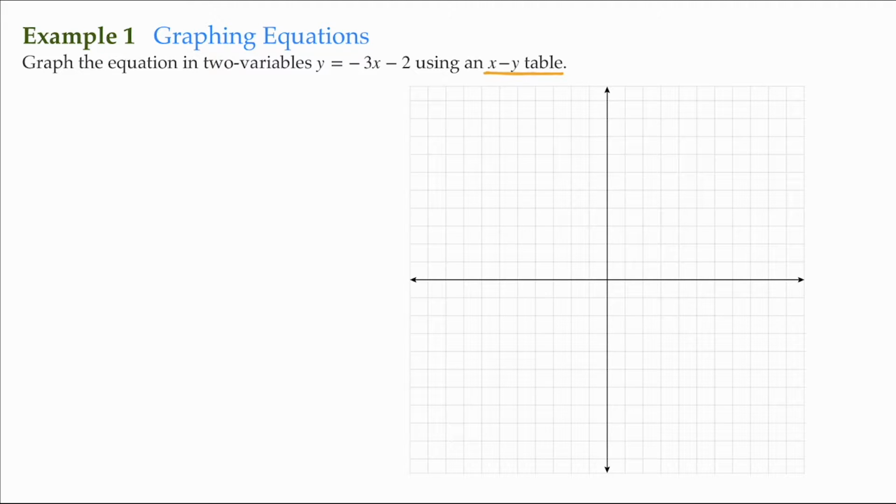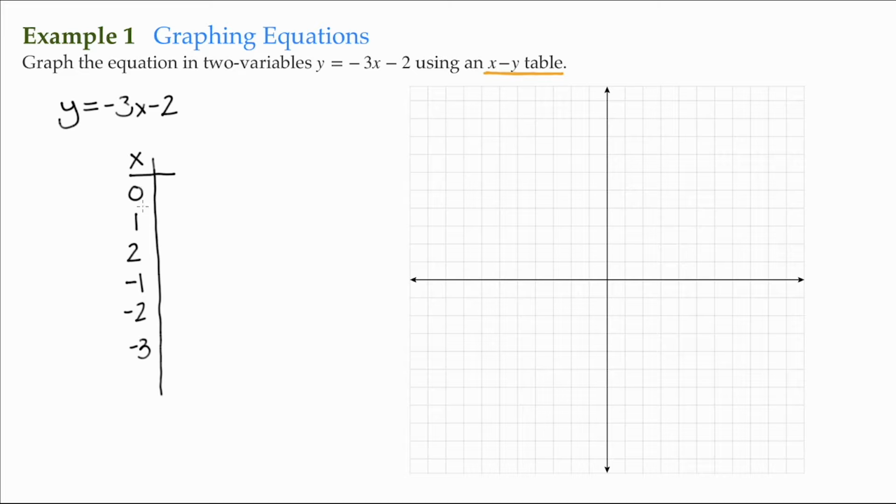So first, let's go ahead and I'm going to rewrite this equation here. y is equal to negative 3x minus 2. And then we make this table. So I'm just going to go ahead and go like this. And here are going to be our values for x. So all we do is come up with some values for our x variable here. And you could keep them simple. So we'll do 0, 1, 2. We'll put in some negatives here, negative 1, negative 2, negative 3. So you should do about, I don't know, 4, 5, or 6 values for x.